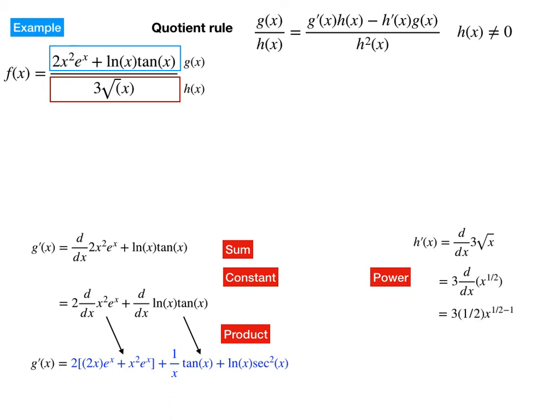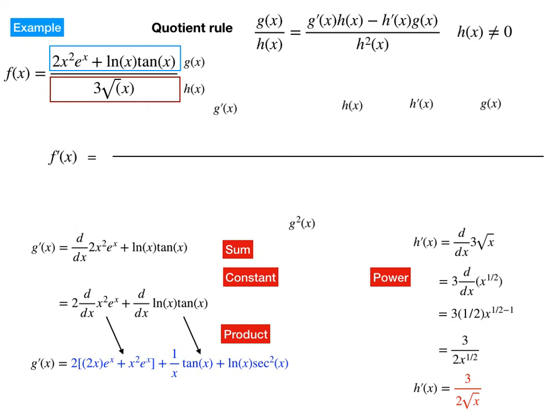Right? We move 1/2 down and we take 1 from the power to get 3 over 2 times x to the negative 1/2, or 3 over 2 times x to the 1/2. You can convert x to the 1/2 back to the square root of x to get 3 over 2 times the square root of x as the derivative of h of x. Now we have g of x, h of x, g prime of x, and h prime of x. We're going to put all the information here into the quotient rule formula, right?